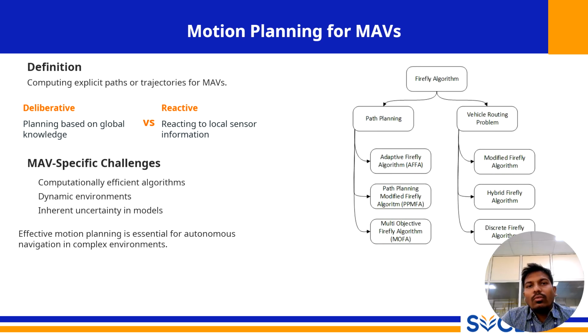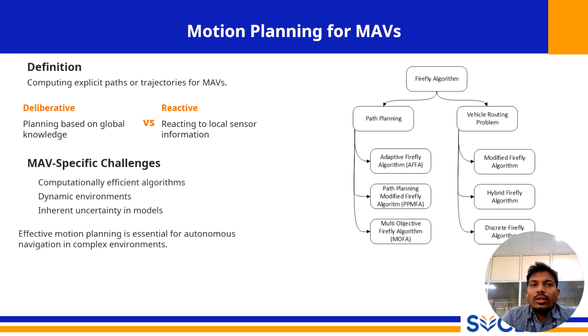Now we have reached the highest level of our autonomy stack. We have discussed how a MAV estimates its state and how its autopilot uses the state to achieve stable flight. Now we must answer the question: how does the MAV decide where to go in the first place? This is the domain of motion planning.